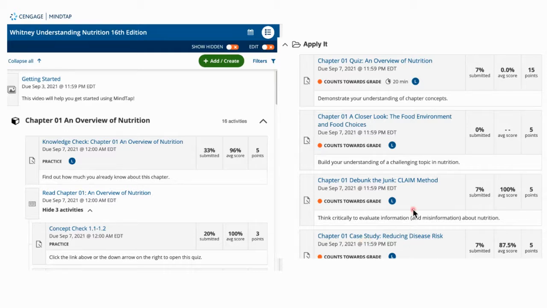So each chapter has a similar layout. Counts toward grade. That means, that's what it says, these points do accumulate and do contribute to the MindTap portion of the grade, which is 30% of our grade. Right, this is pointing out the due date. Watch those due dates.